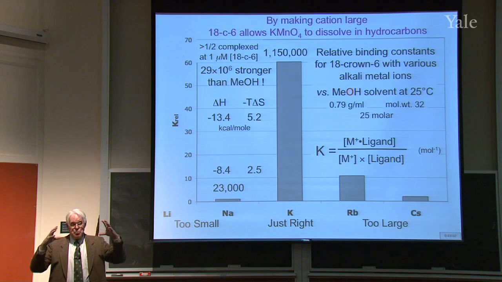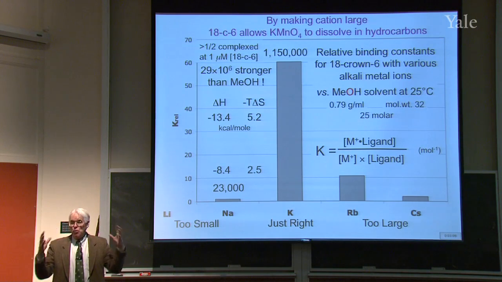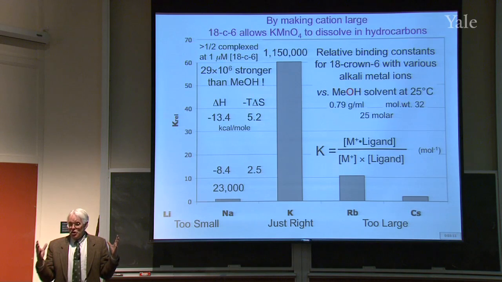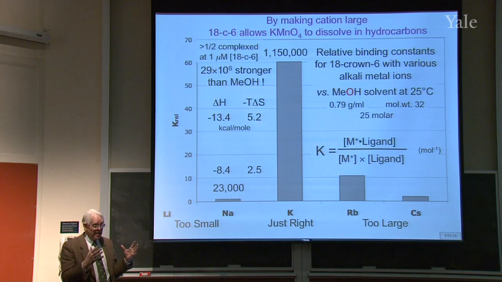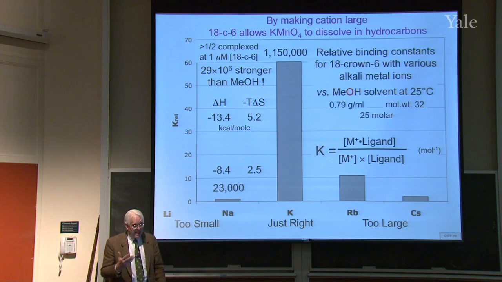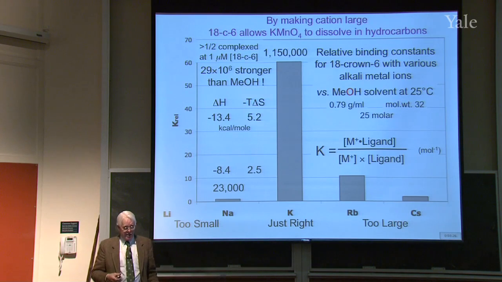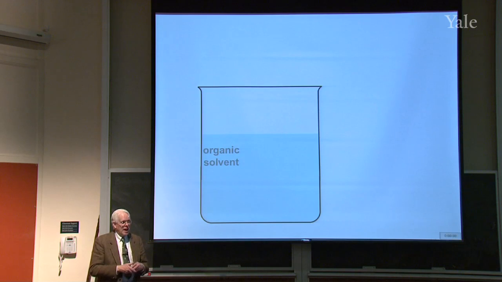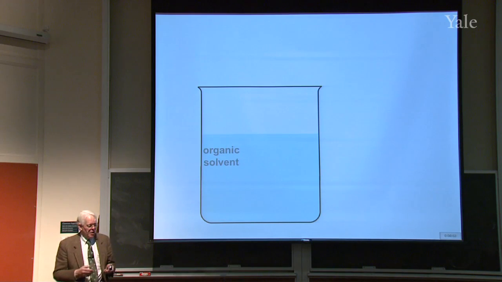So if you make the ions bigger, as we mentioned in the last lecture, they won't interact so strongly. So it's not so stable to be in the solid salt form. It's easier to dissolve. So you can dissolve potassium permanganate in hydrocarbons if you use crown ether to make the potassium ever so much bigger.